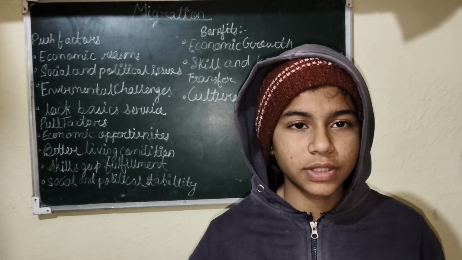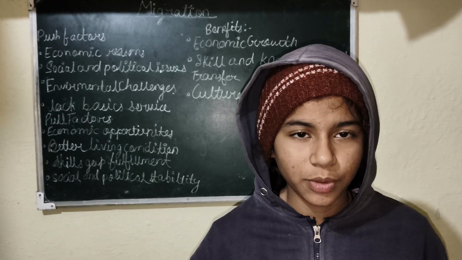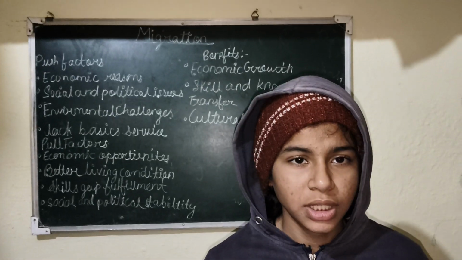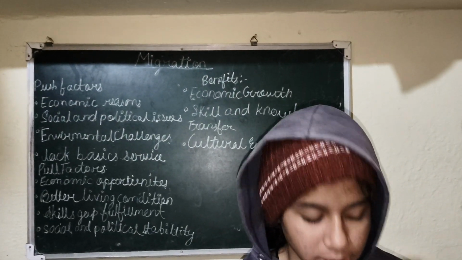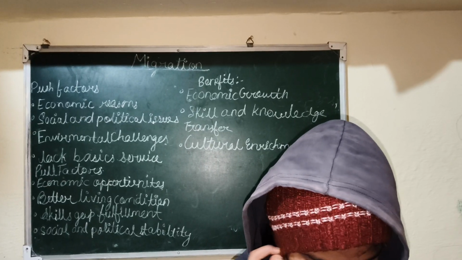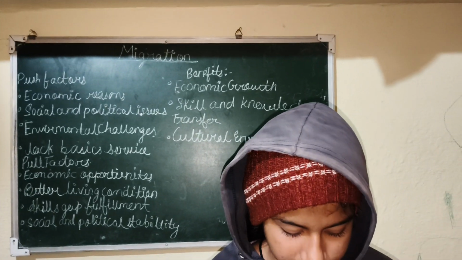Hello friends, today I am going to discuss some objective type questions of biology chapter number 2, that is reproduction in plants and animals.